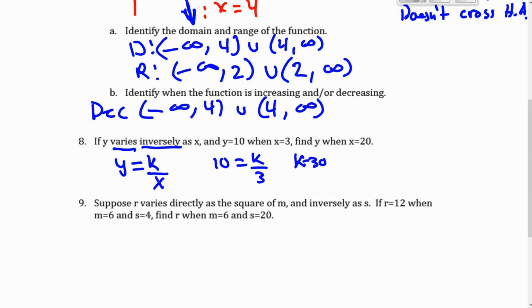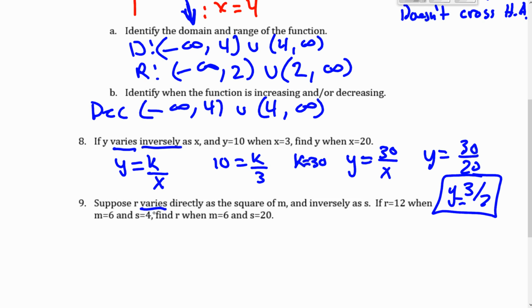And then I'm going to go ahead and plug that in for my k, leave my x and leave my y, and now I can use this formula to solve for any y given any x. So now they say, okay, what is y when x is 20? So that's 3/2.